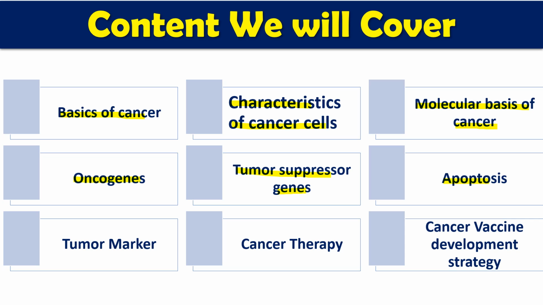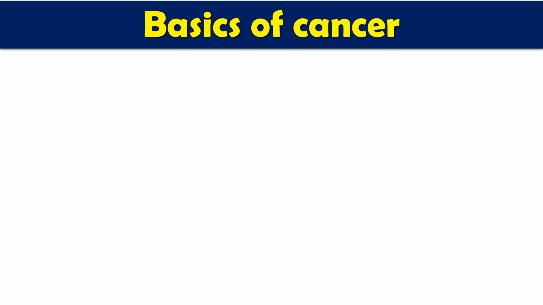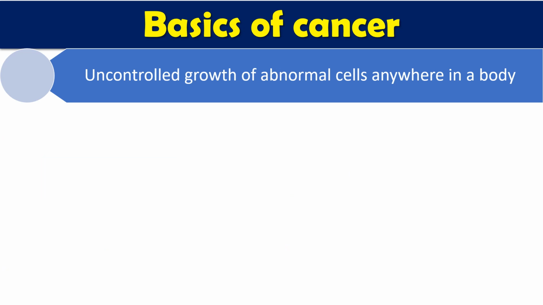Then apoptosis and tumor markers. Tumor markers are one of the important sections where many questions come in different competitive exams. Then we will talk about the cancer therapy available to us till date, and the different strategies for cancer vaccine development. So these are the different portions which we are going to cover in this series of lectures. First we will talk about the basics of cancers.